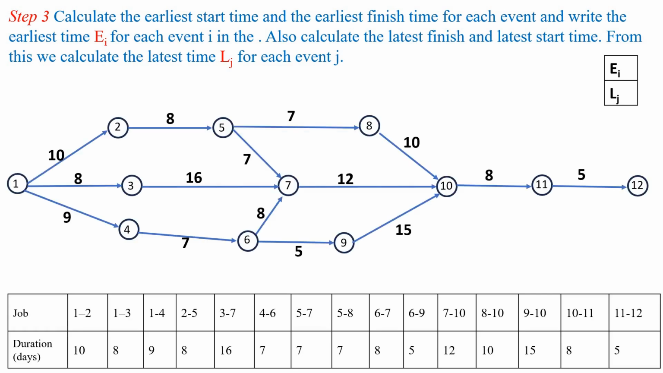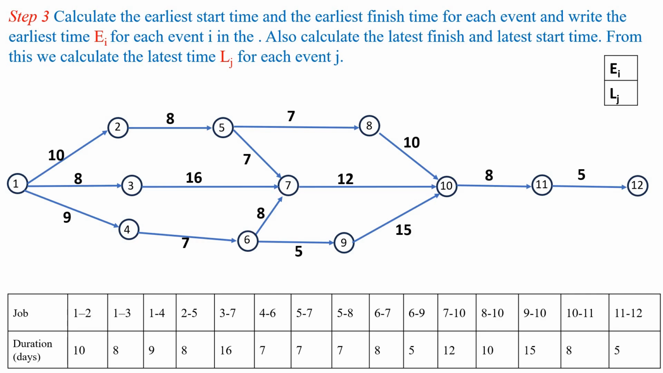Next step is to calculate the earliest start time and earliest finish time by the forward pass computation and represent the earliest time E_I at event I. And also calculate the latest finish time and latest start time by the backward pass method and represent the latest time L_J for each event J. So first we calculate the earliest start time and earliest finish time by the forward pass method.